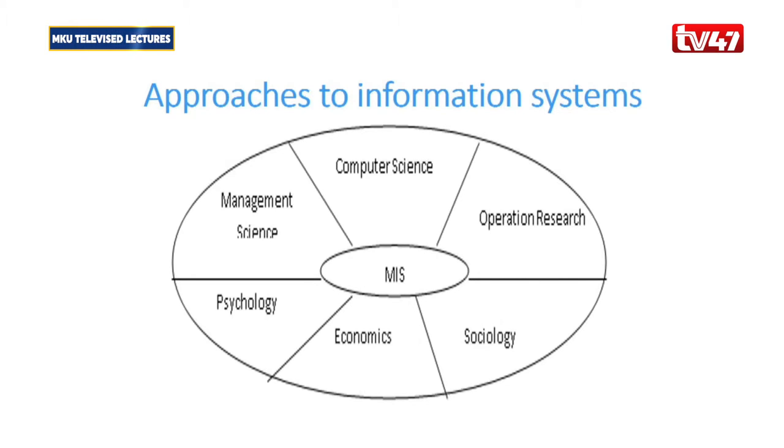This is just a diagram to show us clearly how we can relate to information systems. The management science, computer science, and operations research areas form the technical field. We also have the behavioral field, which includes psychology, economics, and sociology. All these can be used to describe information systems. So we cannot, at the end of the day, say computer science only relates to information systems. We also have behavioral approaches that we can use to describe information systems.